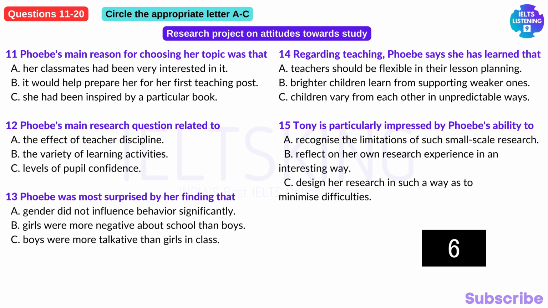Now listen carefully and answer questions 11 to 15. So, how did you get on with your school-based research, Phoebe? Well, it was exhausting, but really valuable. Good. What was the specific focus you chose? My title is Attitudes Towards Study Among 11 to 12-year-old Pupils. Right, and what made you choose that focus?